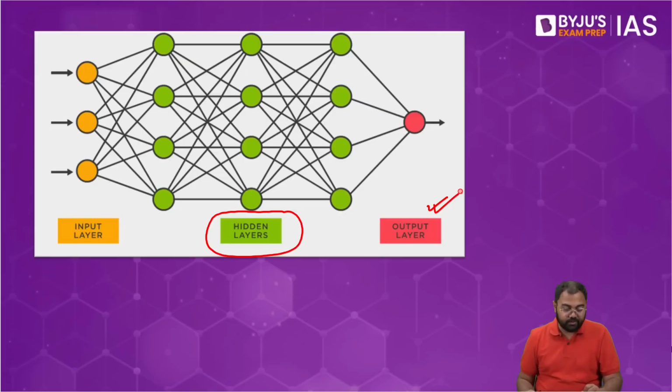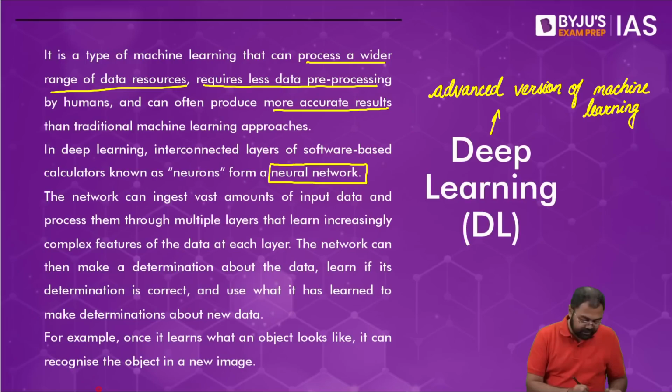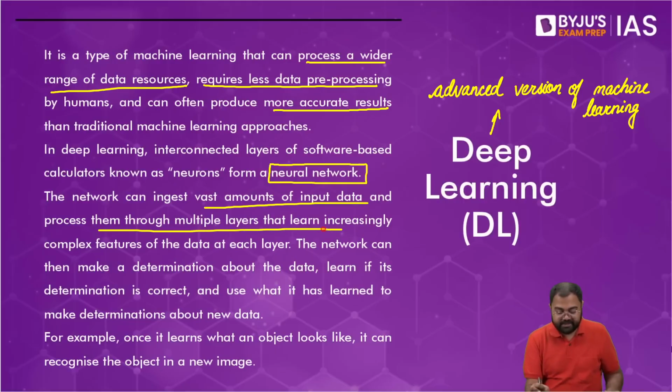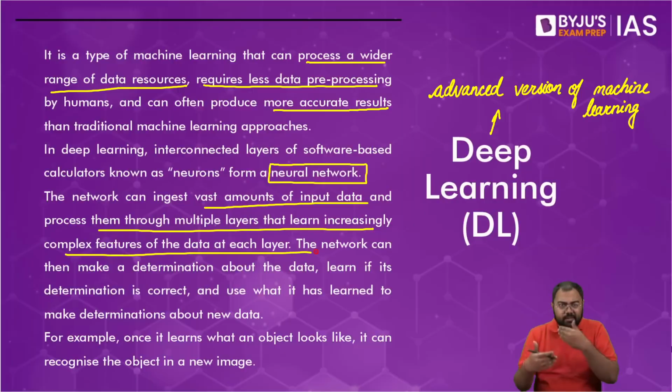So that is how all these hidden layers act as a part of this machine learning system, or rather the deep learning system. The network can ingest vast amounts of input data, and then process them through multiple layers that learn increasingly complex features of the data at each layer. So this is ultimately how they keep on learning. And this is how the various kinds of artificial intelligence work.